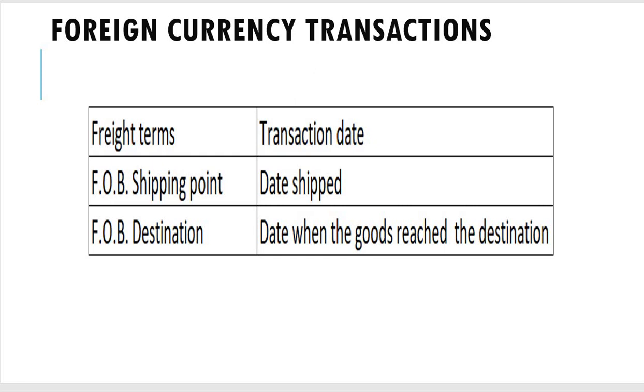So therefore, from the seller's point of view, if it's an exporting transaction, record niya yung sale on the date it was shipped. Therefore, yung transaction date natin is the date it was shipped. However, if the freight term is FOB destination, mag-change yung legal title on the date when the goods reached the destination. So that's also the time when the seller records the sale transaction.